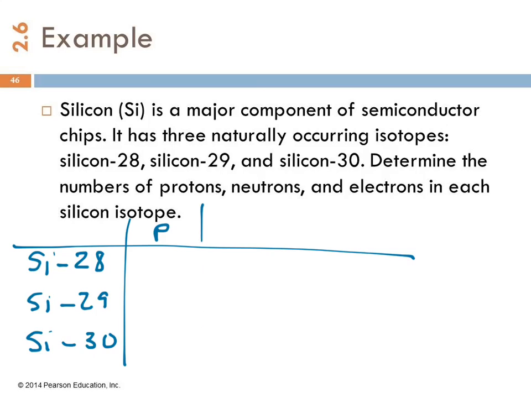Protons. How many protons does silicon 28 have? 14. We look at the periodic table and see it's element 14. How about the other ones? They all are 14. Protons is like your personality. It's who you are. It never changes.